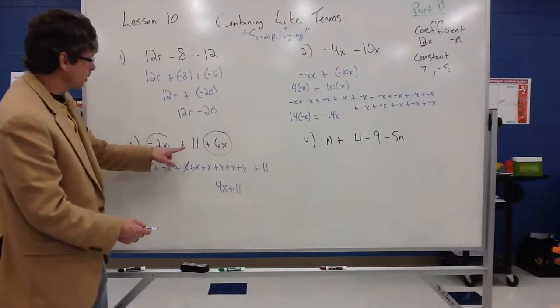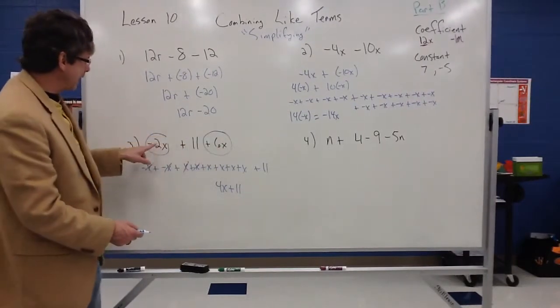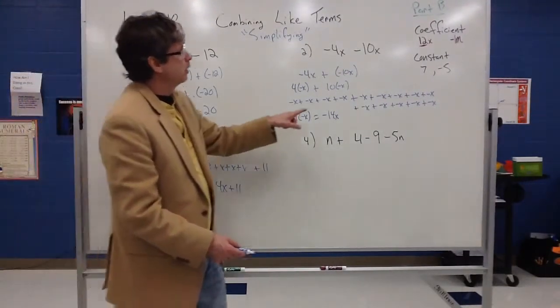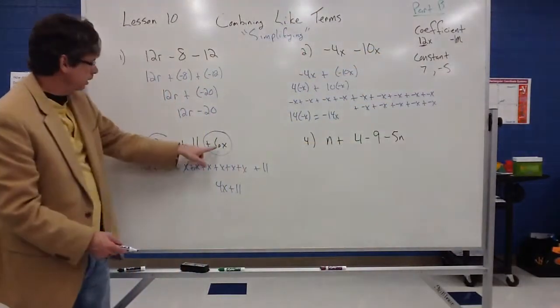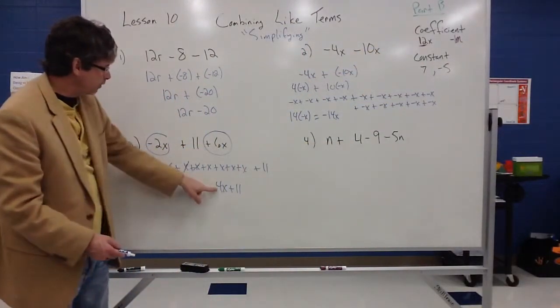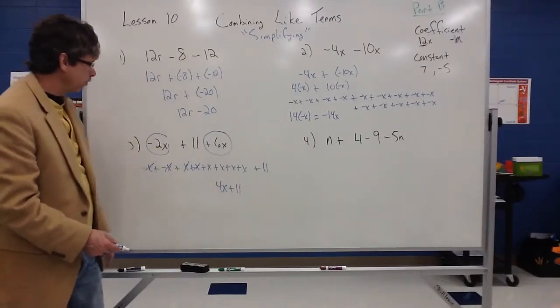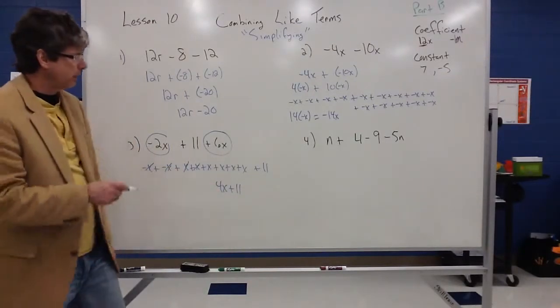Notice again how we could just combine the coefficients. A 6 and a -2, again, the coefficient is the number in front of the letter. When I combine the coefficients, a 6 and a -2 would give me a 4, and bring that x down along with it. So 4x plus 11 is the way to do that.